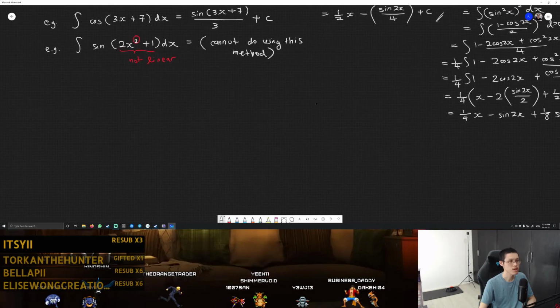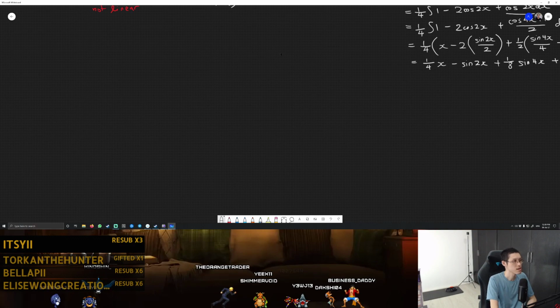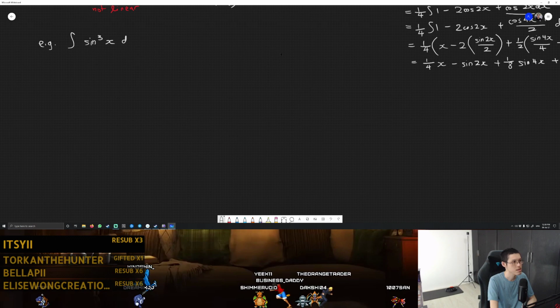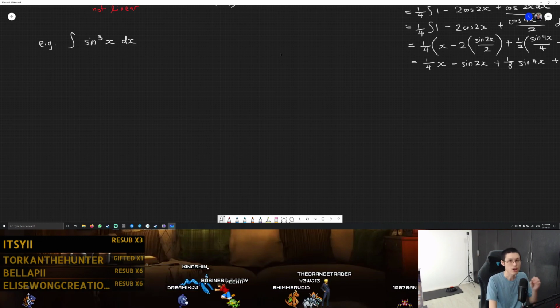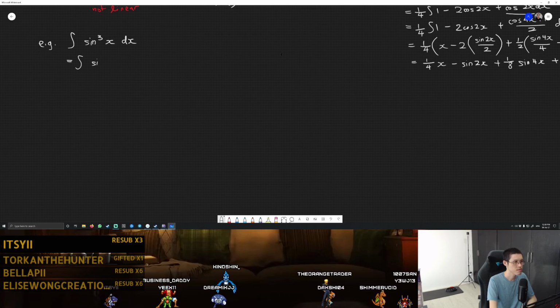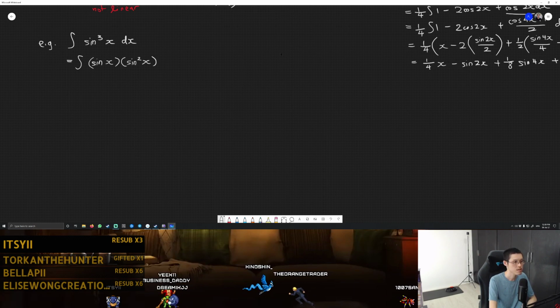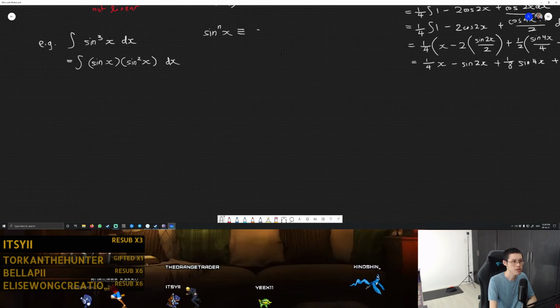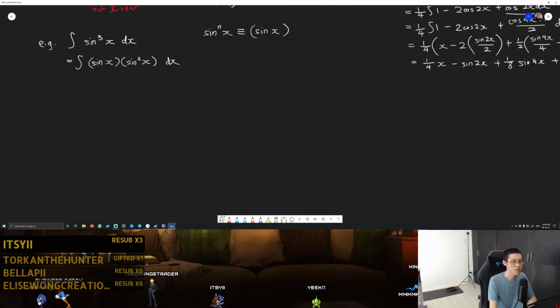Let me just move that down here. Let's say I want to integrate sine cube x dx. Okay, if you see an odd power, the first thing you want to do is split it into one odd and one even. So in this case, you would have sine x and sine squared x. Remember, sine to the power of n x means the same thing as sine x and the whole thing to the power of n. Okay? So we can split this into these two terms here.